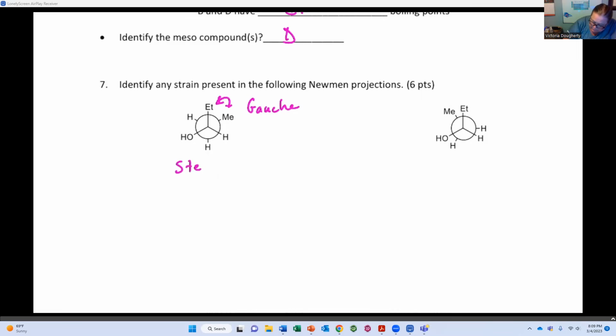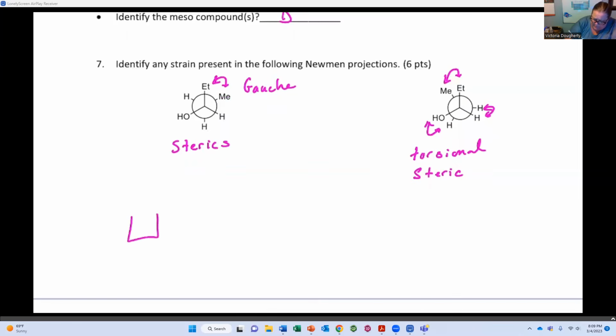So sterics. Okay. Over here, we've done a rotation. These guys are eclipsing. Everything's eclipsing. So if everything is eclipsing, even hydrogens, I know that I have what? Torsional strain. And I do have what? The methyl ethyl is also giving me steric. If I were to give you cyclobutane, what would you have? Angle. Don't worry about cyclobutane. I'm just reviewing with you.